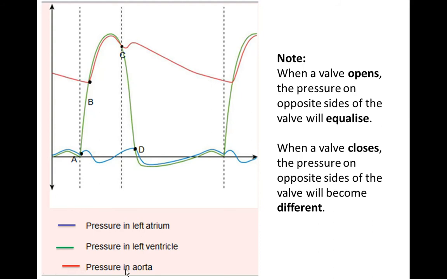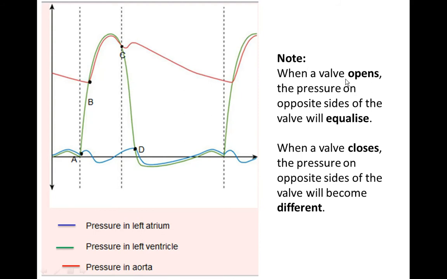Very often in the O-level questions, they will ask you at which point A, B, C or D a certain valve opened, or at which point A, B, C or D a certain valve closed, or they may even ask you where on this graph will you hear the lup sound and where on this graph will you hear the dup sound. Now, in order to answer questions like this, we have to take note of the following.